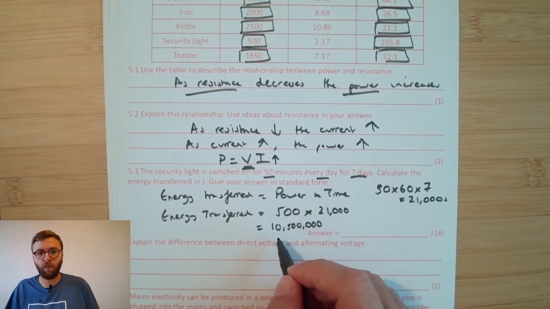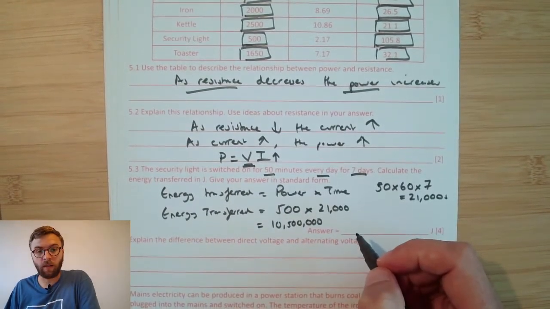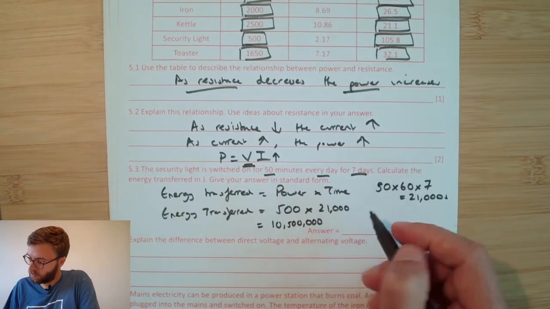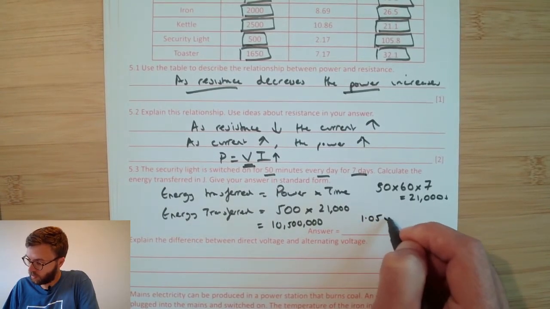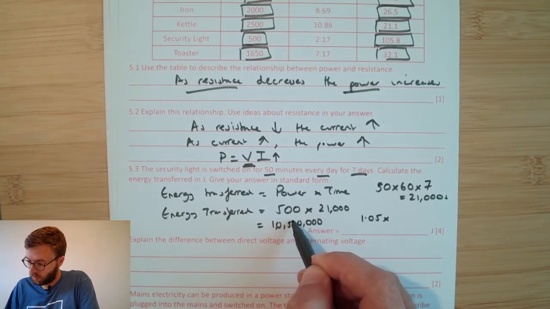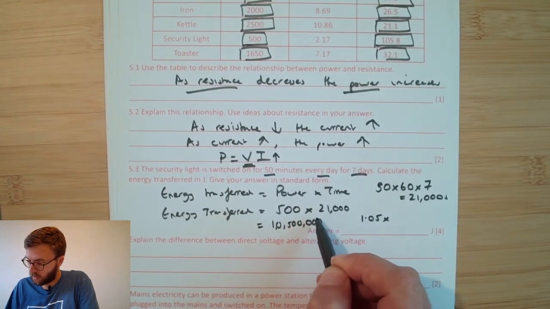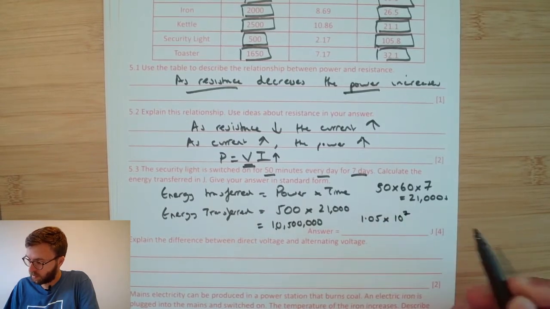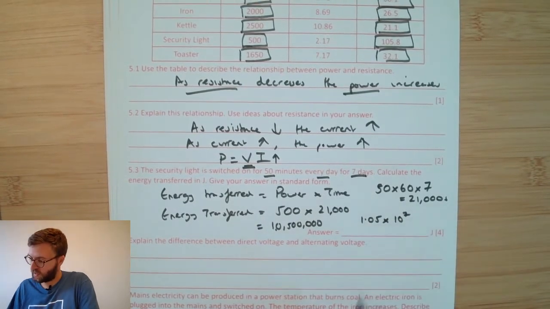We now need to give our answer in standard form. So in standard form, our value needs to be between 1 and 10. So it will be 1.05. That will be where our decimal point goes, times 10 to the 1, 2, 3, 4, 5, 6, 7. I don't know why I write it so high off the line.